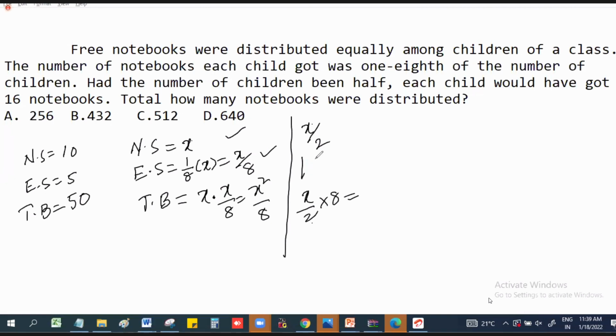So then each child is getting what? Then each child will get, in the second case, 8 textbooks. Yes or no? Please confirm. Are these two scenarios clear?